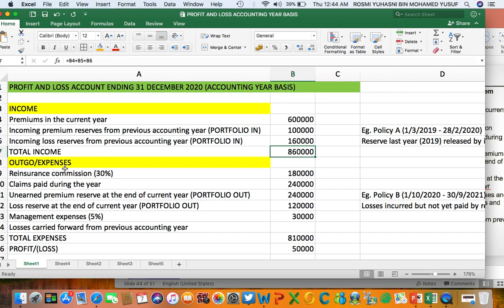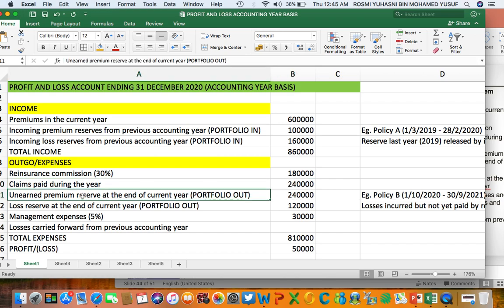Okay, and then you have to calculate all the items under expenses. The standard items listed under expenses for accounting year system is commission paid. This is the commission paid, or the flat rate commission paid to the reinsurer. Let's say 30%. So 30% of the premium is going to be 180,000. Claims paid during the year 2020, so this is a loss, 240,000.